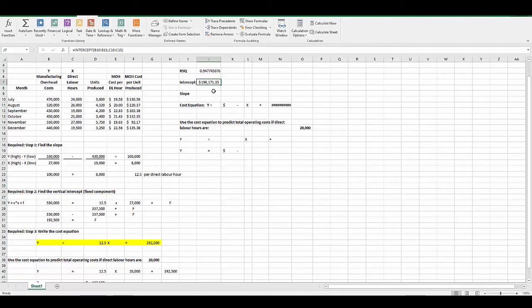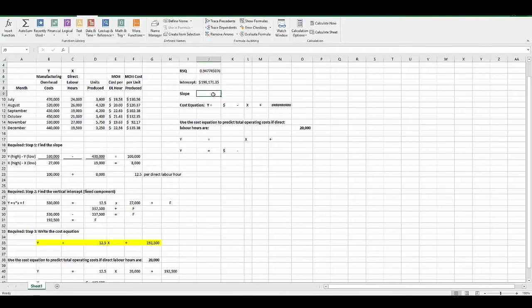Now you can see here it is a slightly different number than you had. This is 198,171, whereas under the high-low method it was 192. So why the difference? Well, in the high-low you're only using two data points, your high level and your low level. Whereas here, we highlighted all of the Y's and all of the X's. So the regression has a higher degree of accuracy than the high-low method.